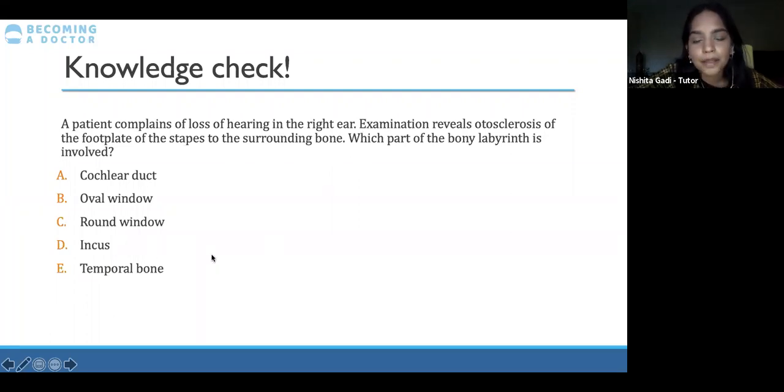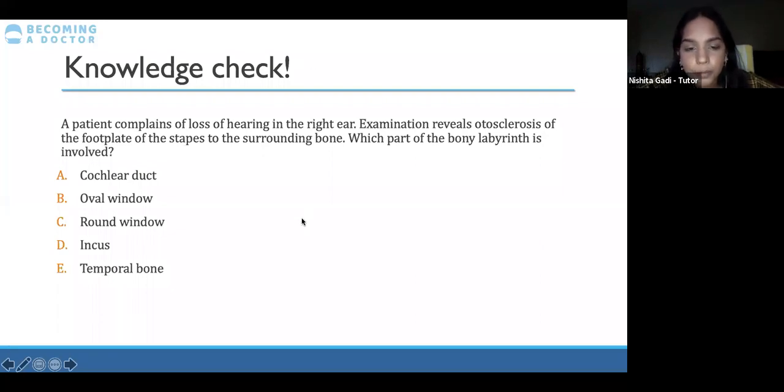Some of you put incus. The incus is actually an ossicle, so I was kind of trying to trick you there. Maybe the incus gets otosclerosis as well if it spreads from the stapes to the incus, but actually the incus is not part of the bony labyrinth. The bony labyrinth, to be clear, is where the cochlea is.